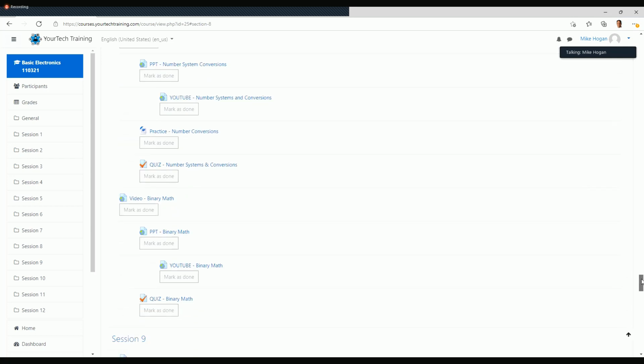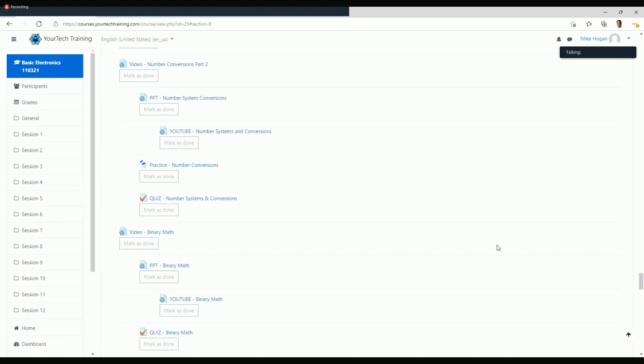The other thing is the quizzes. You've got numbering system and you've got binary math that we talked about tonight. Two quizzes that you can go in, and I know I've said it before, but just to reiterate, those quizzes are not for necessarily grading purposes. Those are for you and your learning purposes. So make sure you go in and take those quizzes.